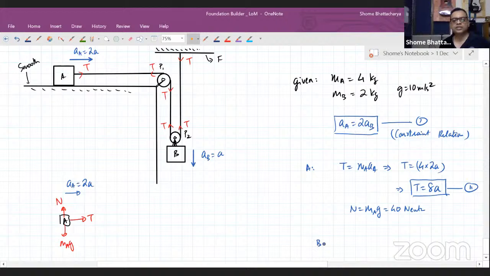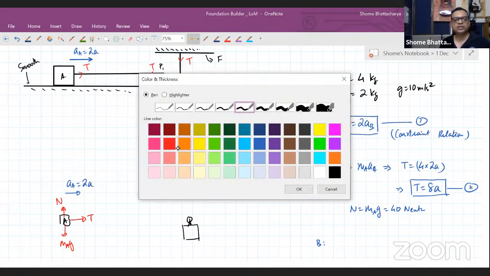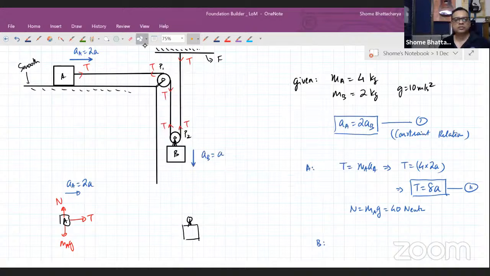Now let's pay attention to B. Now B's situation one has to be a little careful about, because B has the pulley attached to it. So we have to include the pulley, which is massless, but nonetheless the forces acting on the pulley are acting on B indirectly, because the pulley is attached to the block B. So there are two vertical tensions acting on B. Okay. And B's own weight.